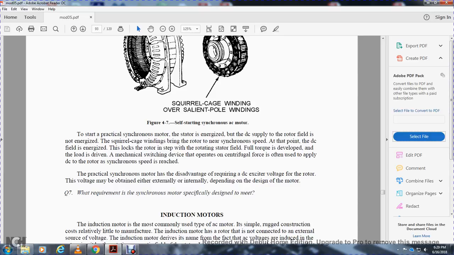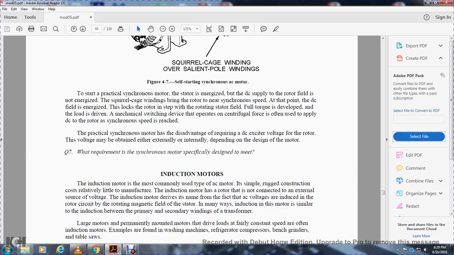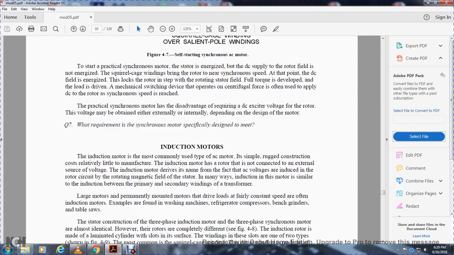Full torque is developed and the load is driven. A mechanical switch is often used to apply the DC to the motor rotor at synchronous speed. The practical synchronous motor has a disadvantage: it requires a DC voltage for the rotor, and this voltage must be supplied externally or internally, depending on the design of the motor.